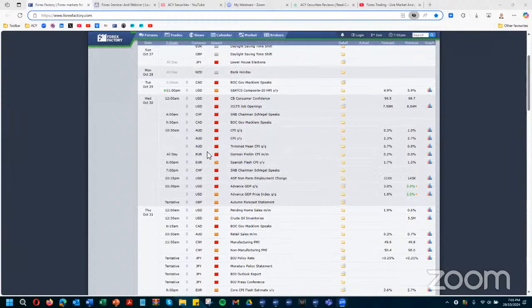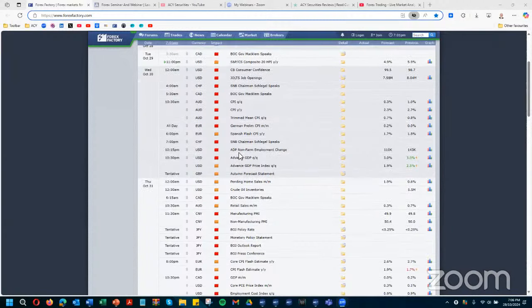Then all day, this was probably early into the London session, it doesn't give you a time, but the German prelim CPI month on month. Swiss, 7 p.m., SNB Chairman Schlegel speaks again. And then at 10:15 p.m. for the US, we have ADP non-farm employment change. 10:30, advanced GDP QQ. That employment change figure there will give us an indication of what's happening on Friday with the job figures.